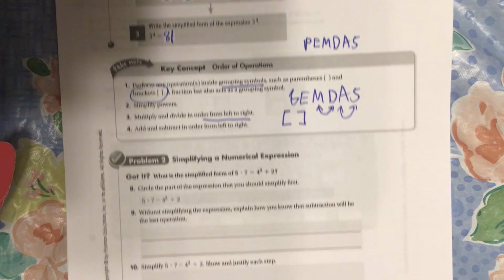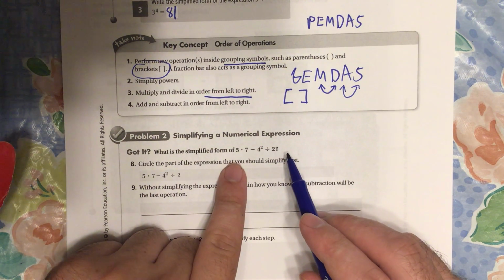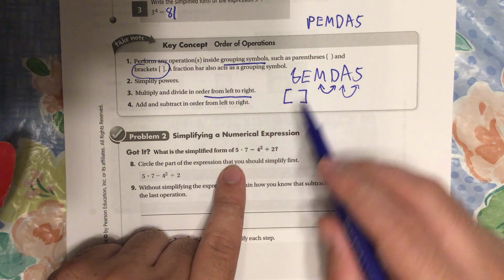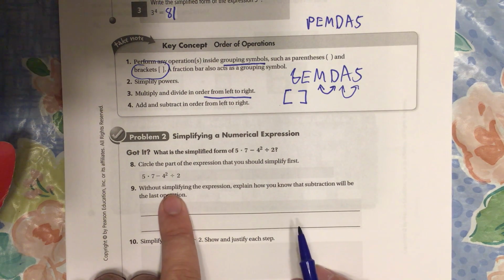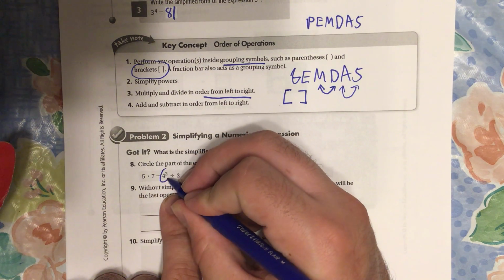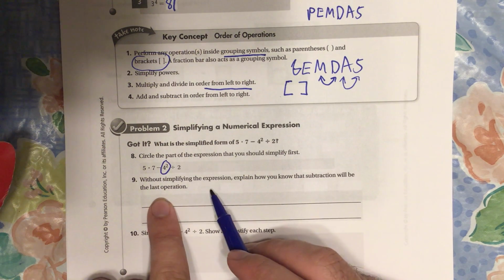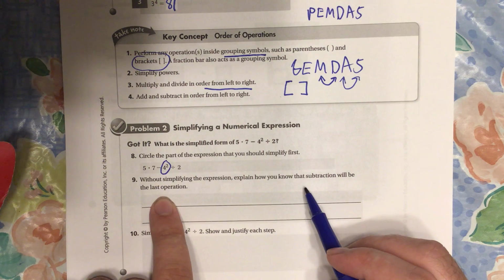So looking at this one, we have no grouping symbols, no brackets, no parentheses, so we go right to our E, exponent. I see one right there, so I'm going to take care of that. It says circle the part that we should simplify first. We're going to simplify this part first. Okay?